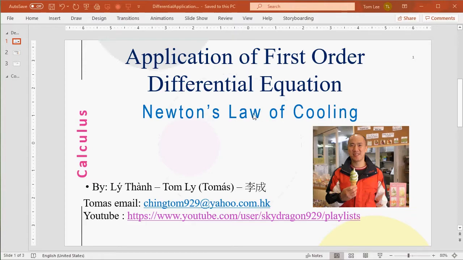Today I will teach you the application of the first order differential equation. If you have done a lot of differential equations, integration and differentiation, and you want to know how to apply the equation to the real world, today we are looking at Newton's law of cooling.